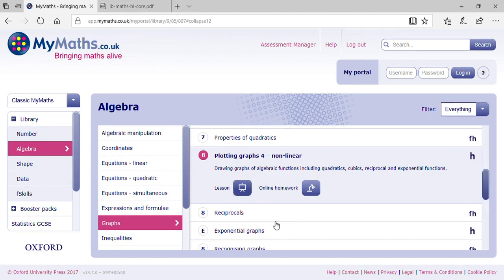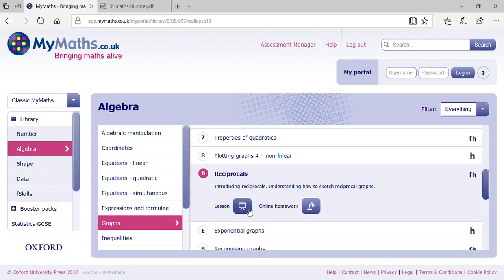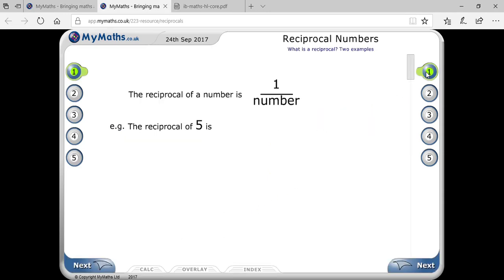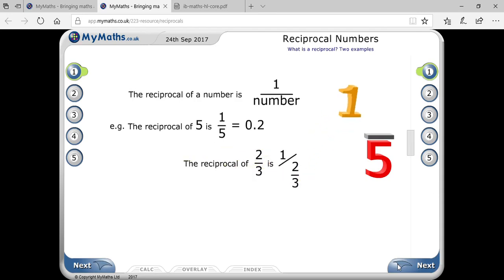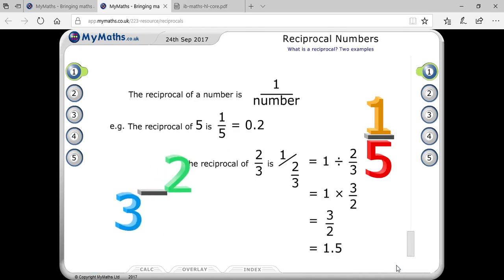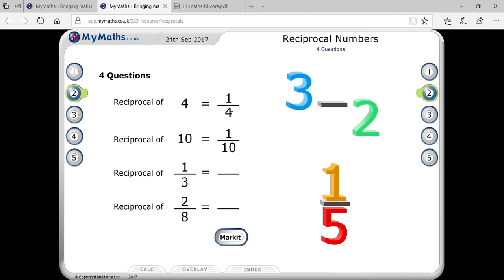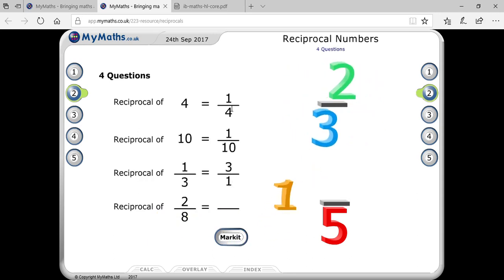Now next is the reciprocal graph. Let's see what information they are giving with respect to the reciprocal graph. Understanding what a reciprocal of a number is: we know that the reciprocal of 5 is 1 by 5. If there is a fraction, it will reverse. The reciprocal of 4 will be 1 by 4. The reciprocal of 10 is 1 by 10. The reciprocal of 1 by 3 will be 3 by 1, and 2 by 8 will become 8 by 2.